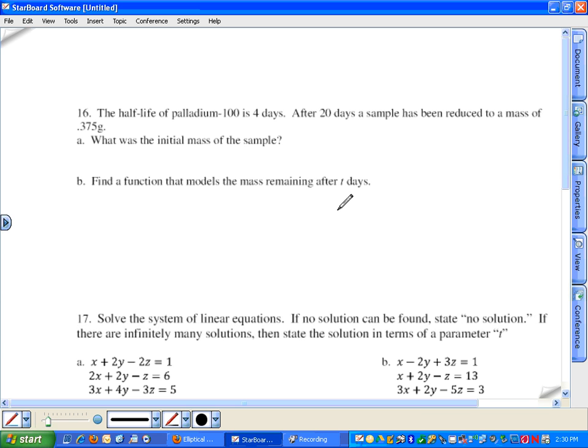So let's see, what was the initial mass of the sample? We're going to have to use the fact that the half-life is 4 days, and also the fact that 20 days have passed. And what you need to think about is, after 20 days, how many half-lives have passed. If each half-life is 4 days and 20 days have passed, then that's 5 half-lives.